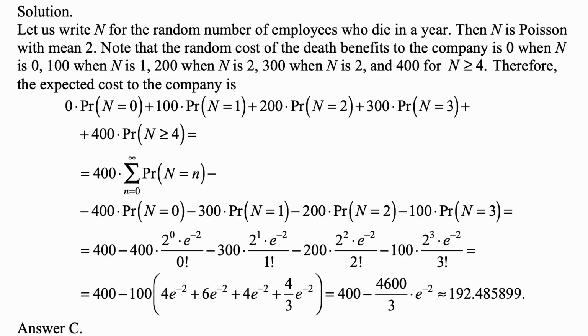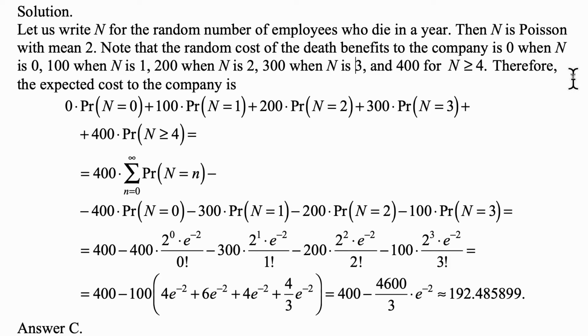And here's the solution. So let's write n for the random number of employees who die in a year. Then we know that n is a Poisson random variable with mean 2. Note that the random cost of the death benefits for the company is 0 when n is equal to 0, 100 when n is 1, 200 when n is 2, 300 when n is 3, my apologies for a typo here, and 400 for n greater than or equal to 4.